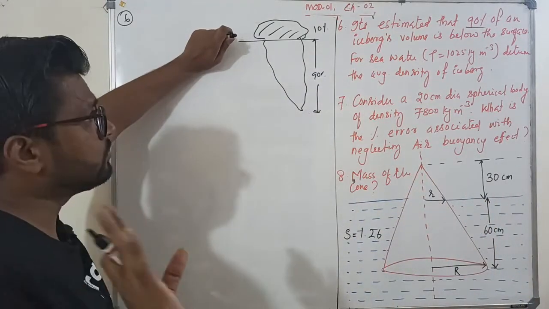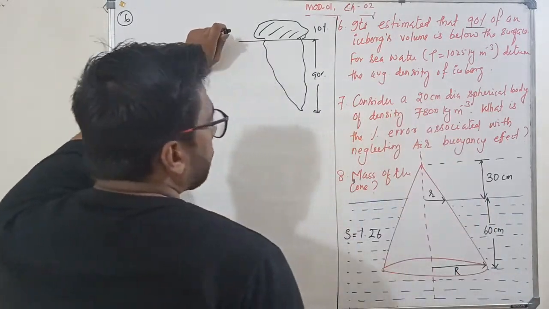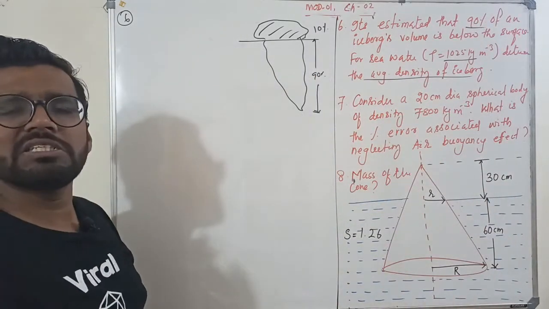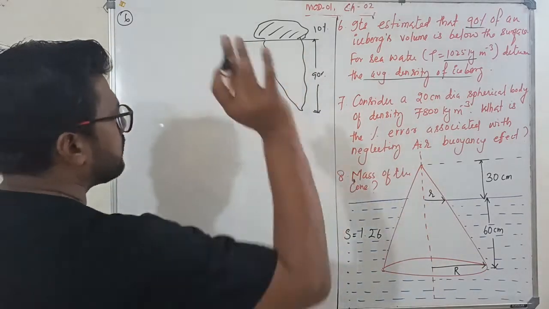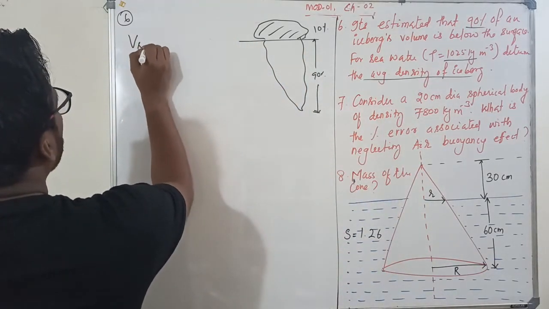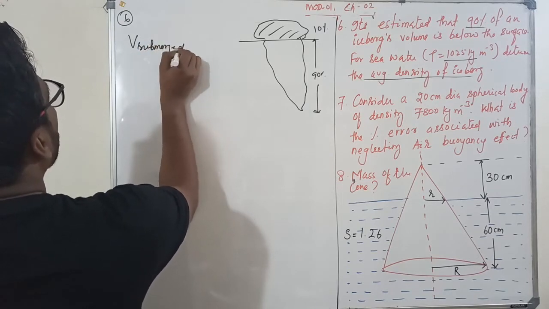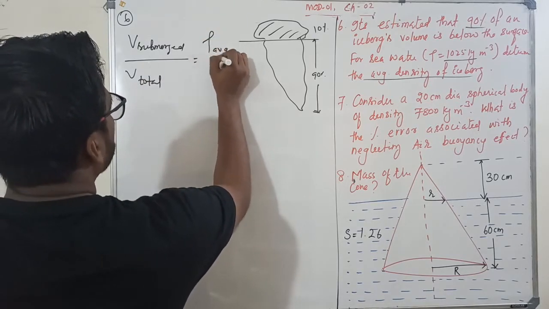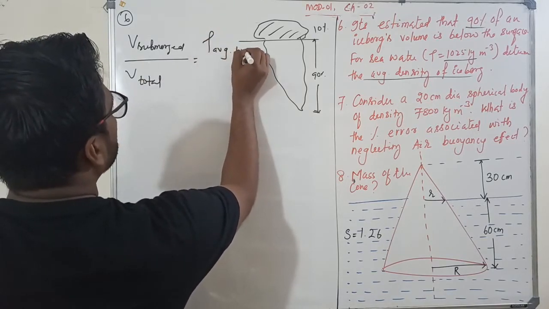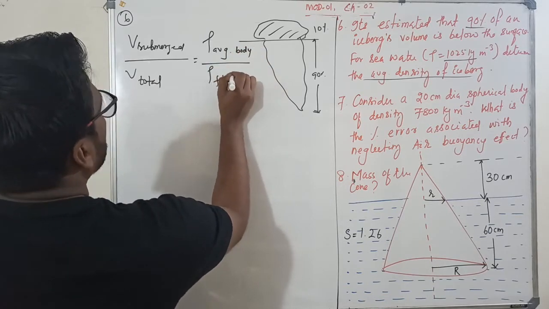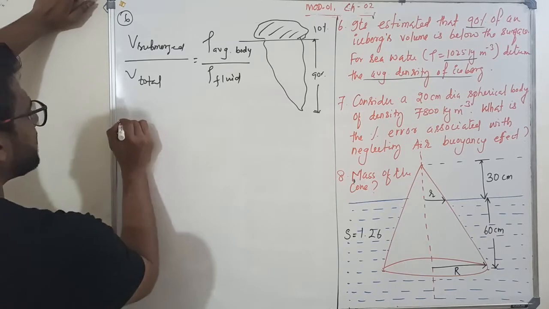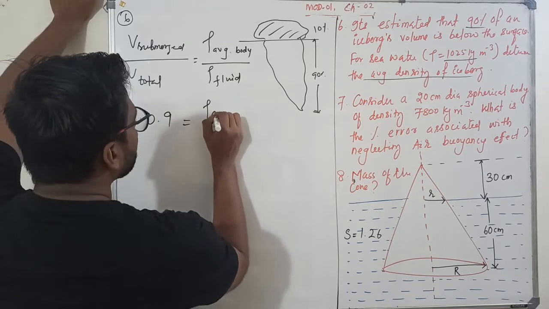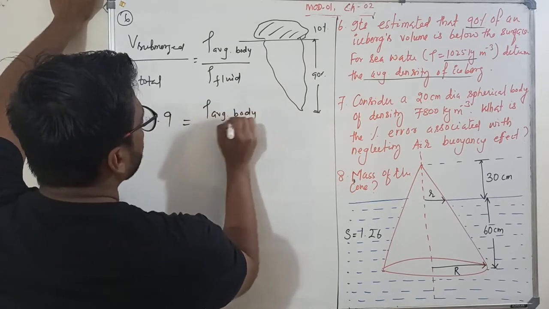The volume below the surface, for sea water, is this much. Then what is the average density of the iceberg? Very easy question. What was your formula? Sir, the volume of submerged portion upon volume of total body is equal to density of the average body divided by density of fluid. They already gave that 90% is submerged, means 0.9. Density of average body they are asking you to find, upon density of the fluid.